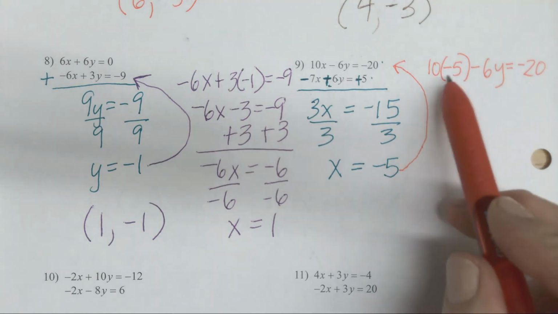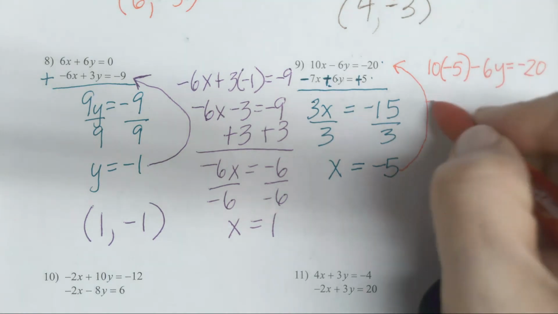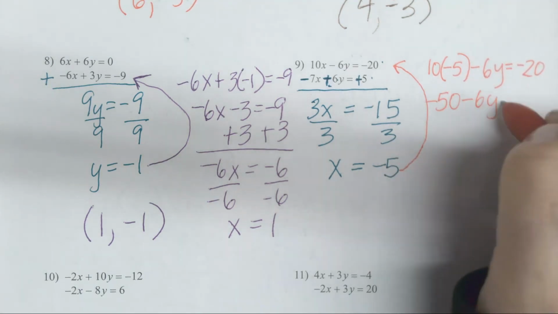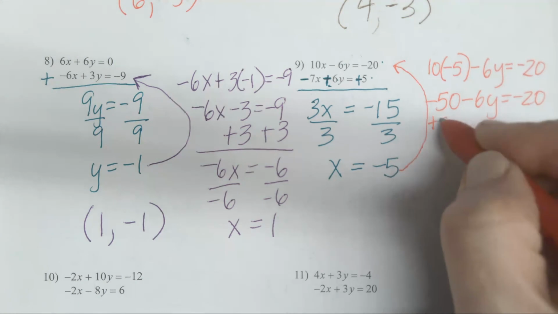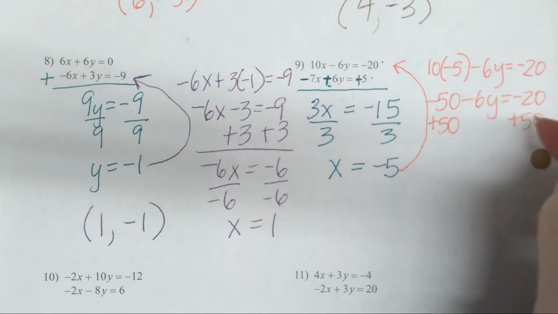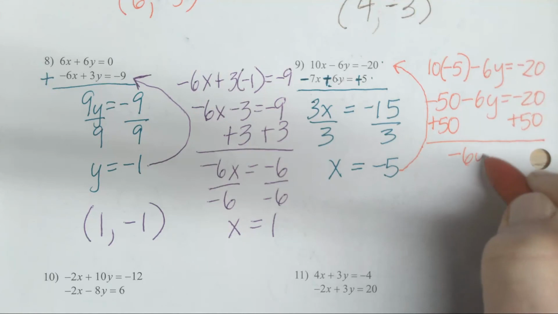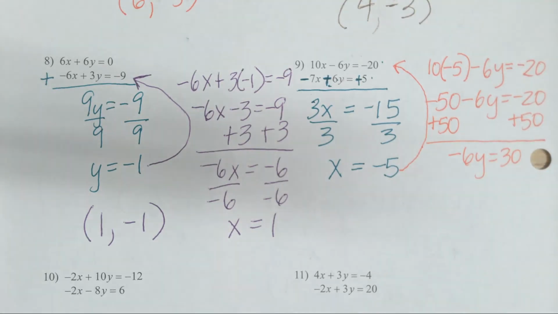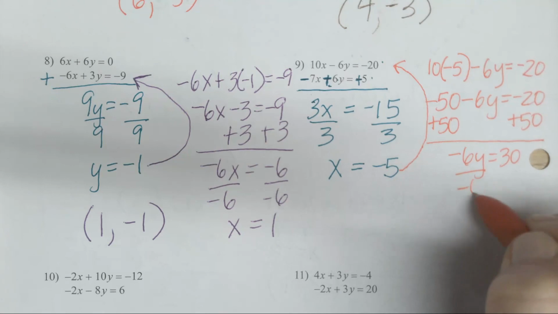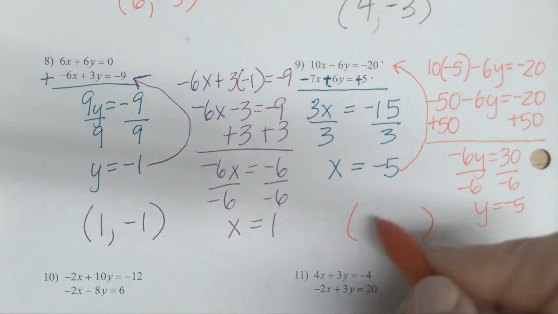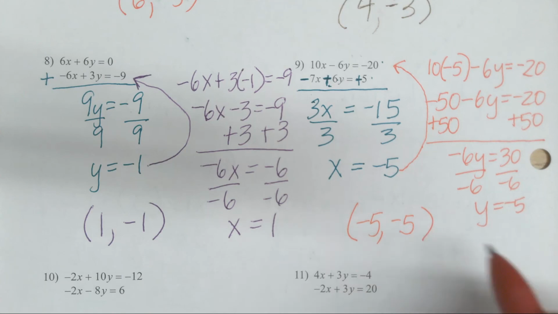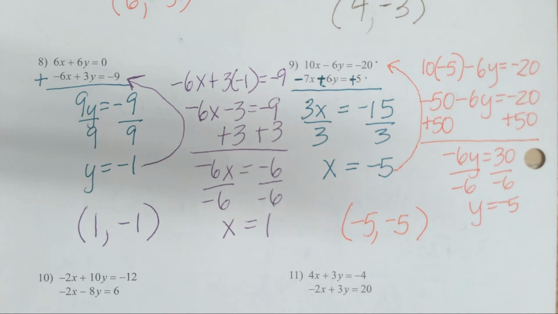What's 10 times negative 5? Now what? Plus 50? Now you got 30. It's going to be negative 5. So my final answer is? Negative 5, comma negative 5. Nice.